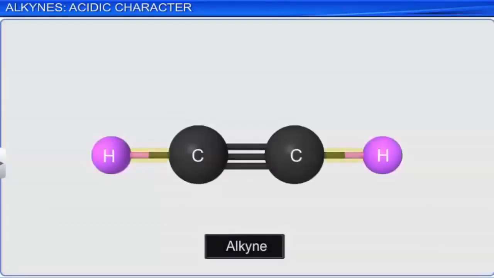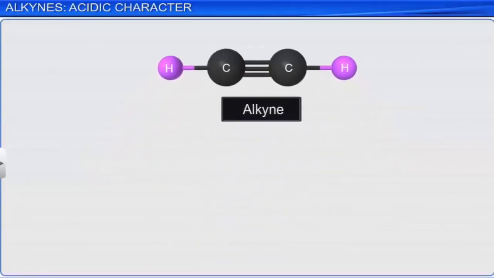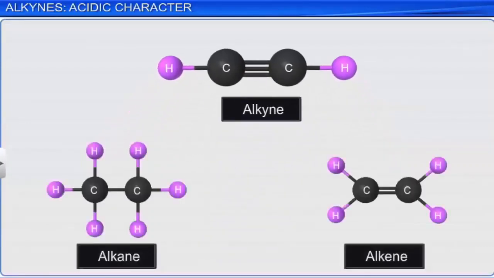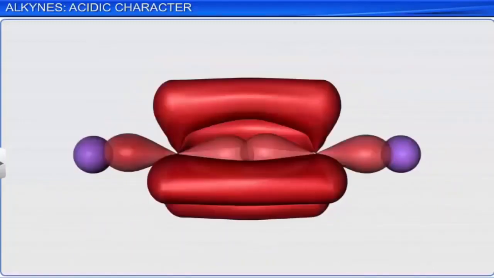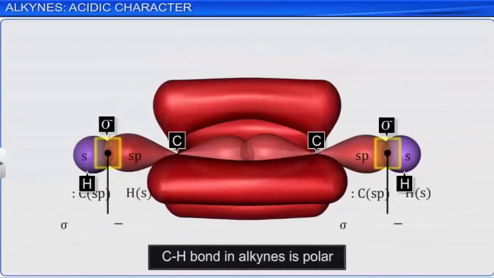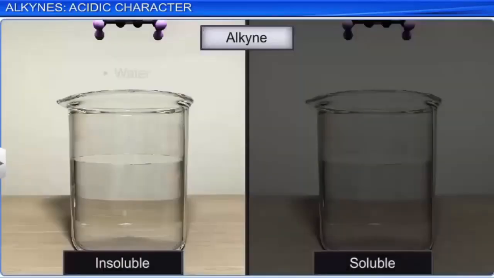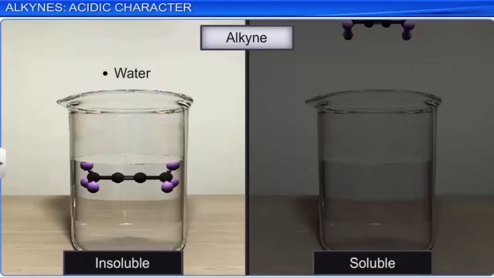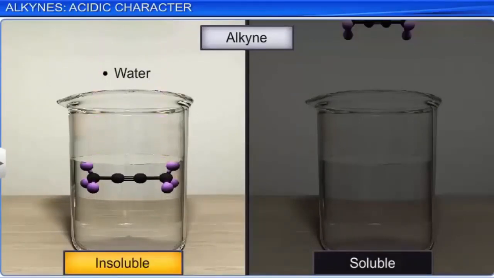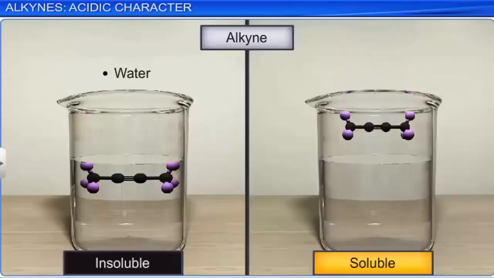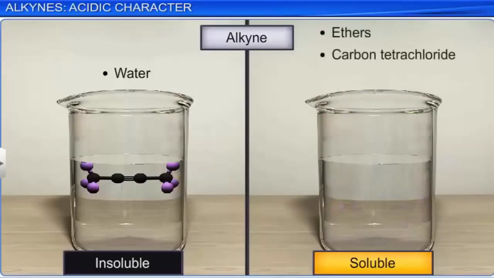The C-H bond attached to the carbon atom with the triple bond in alkynes is slightly polar. Alkynes exhibit some polarity, unlike alkanes and alkenes, which are non-polar. This is because the C-H bond in alkynes is slightly polar due to the sp hybridization of carbon. As alkynes are non-polar and water is polar, alkynes are water insoluble. However, they dissolve in non-polar organic solvents like ethers, carbon tetrachloride, and benzene.